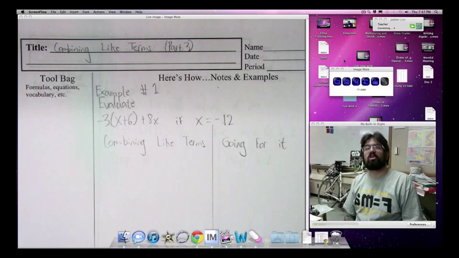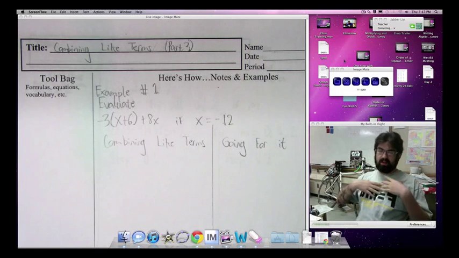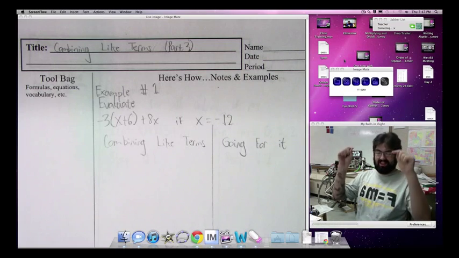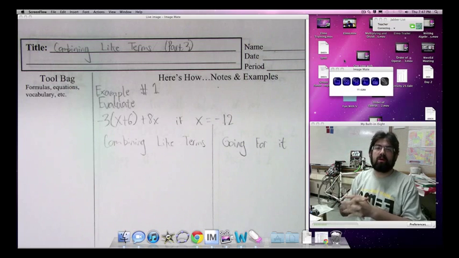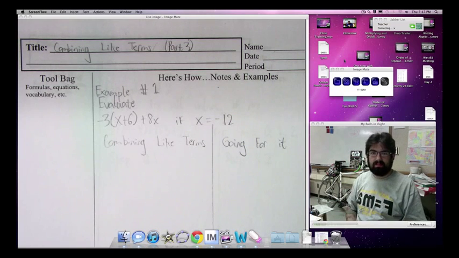Hey, this is the third part of combining like terms. And for me, this is it right here. This is the wrap it all together. What is the point of combining like terms?